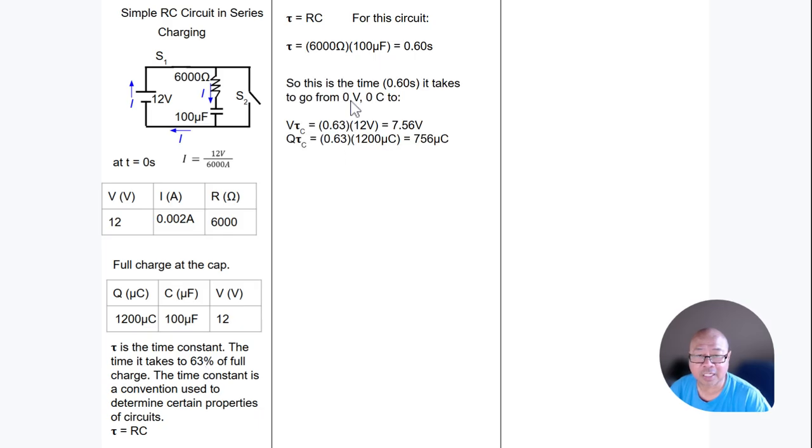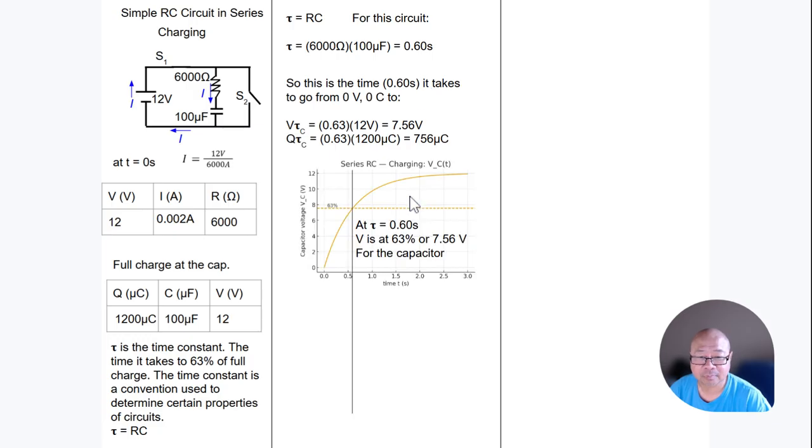So let's make some calculations. It's going to take 0.60 seconds to get to 63% of the maximum voltage that it'll eventually have. So we take 0.63 or 63%, multiply it times 12 volts, and we end up with 7.56 volts. The total charge that we're going to get eventually is 1,200 microcoulombs. We multiply that times 0.63, and we get 756 microcoulombs at 0.60 seconds. All right.